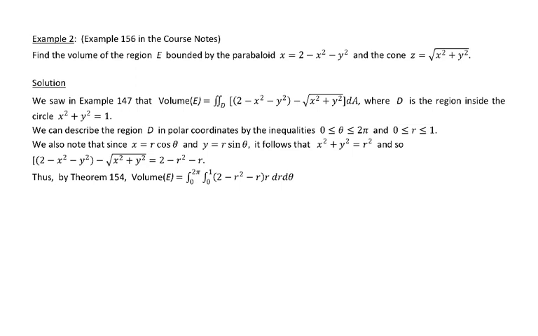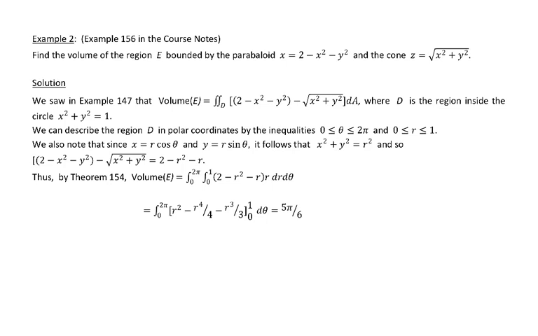We now apply Theorem 154, and we can see that the volume is given by the double integral from 0 to 2 pi, 0 to 1 of (2 minus r squared minus r) times r dr d theta. Again, you must notice that we've added the Jacobian, which is r. We can now go ahead and do the double integral, and you can check the calculations there. The final answer is 5 pi over 6.